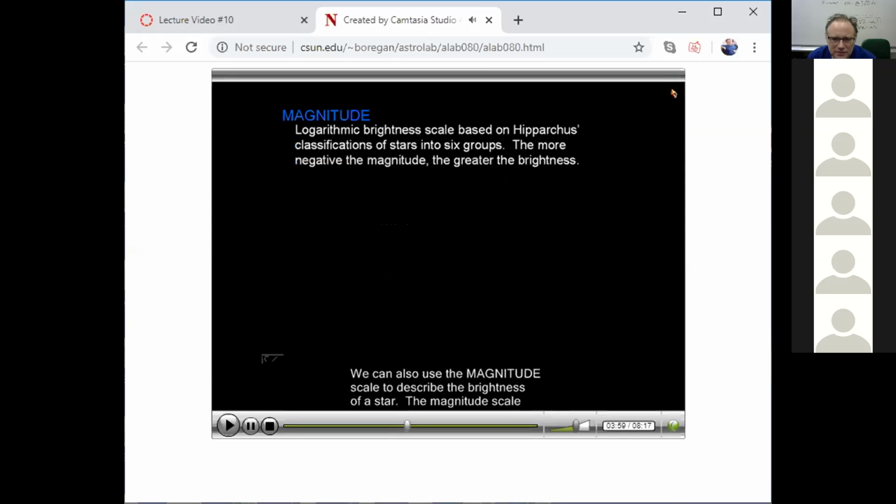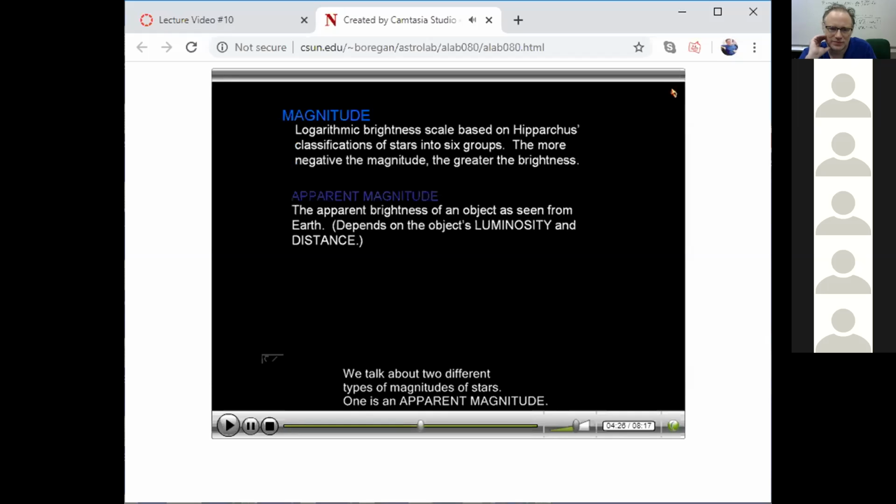We can also use a magnitude scale to describe the brightness of a star. The magnitude scale is based on Hipparchus' classification of stars into 6 groups. The consequence of using this system is the more negative the magnitude, the greater the brightness. We talk about 2 different types of magnitudes of stars.